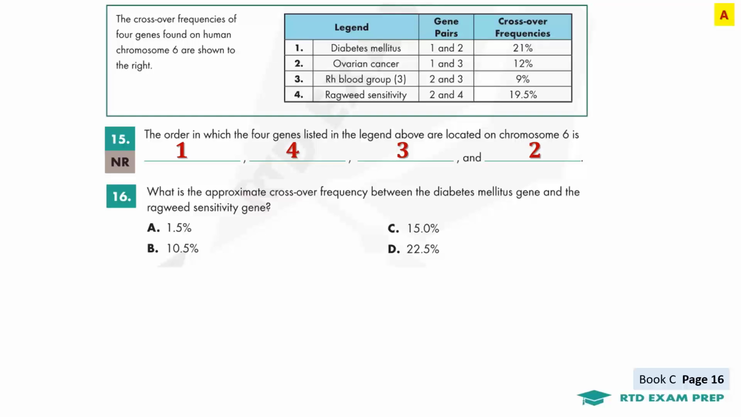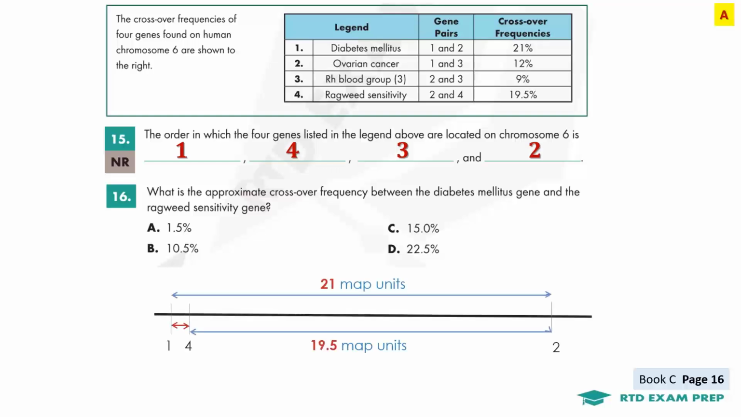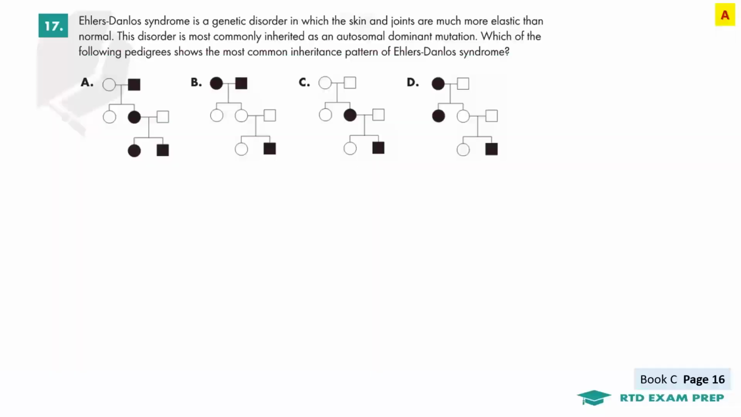So with your map in front of you, you better be seeing the distance between them. We've got our 21 and our 19.5, and we're looking for the distance between 1 and 4, and that will be 1.5 map units. In number 17, another genetic disorder in which the skin and joints are more elastic than normal.